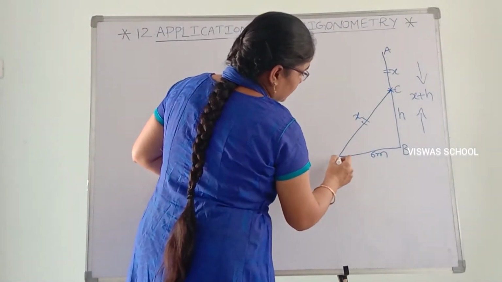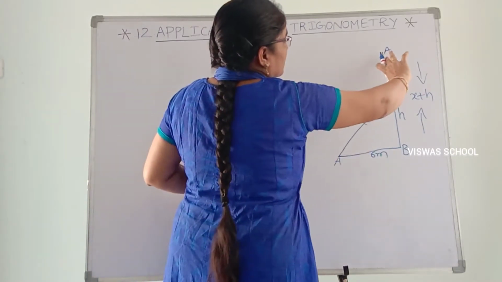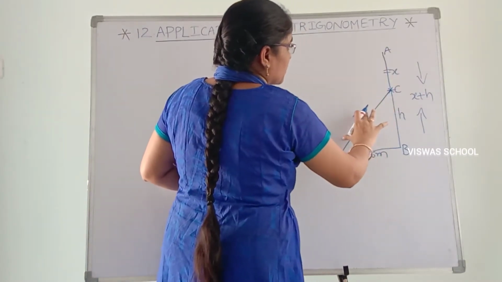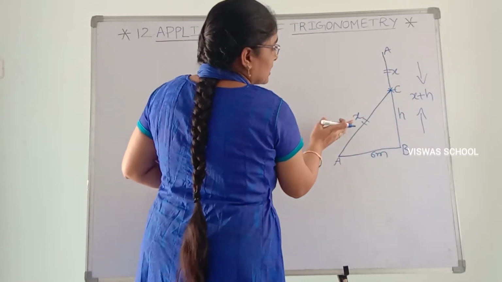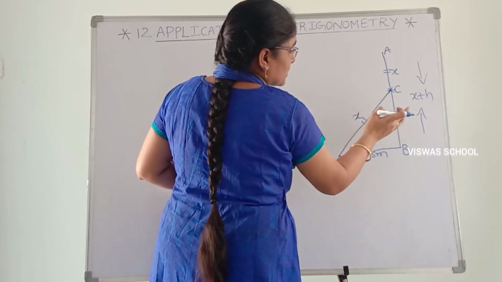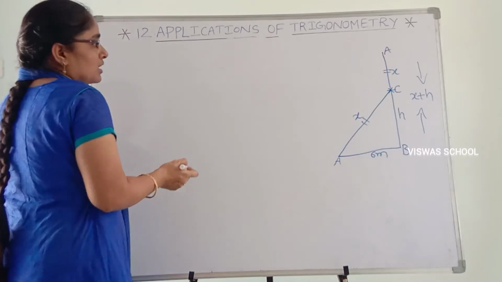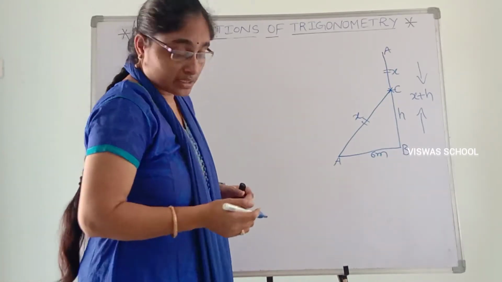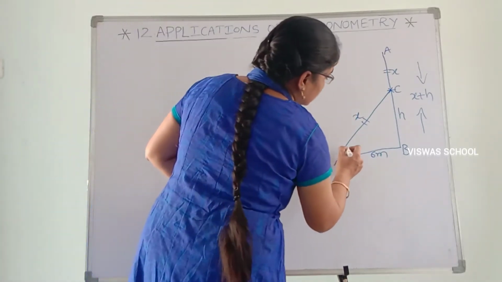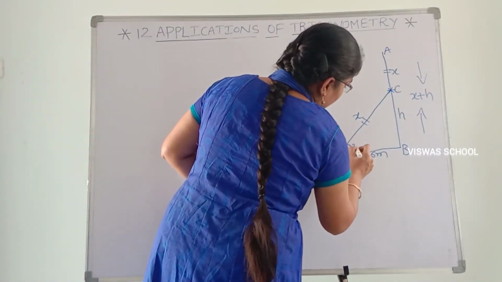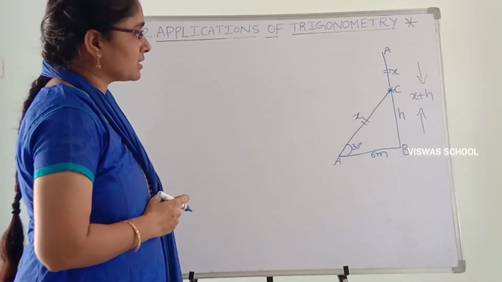And here I am taking this also as A. Why am I taking this as A here? This is the broken part and this is the broken part. These two are equal. That's why I am taking this as AC. AC equals X and BC equals H and AB equals 6 meters. Now from the diagram, one more thing here: the angle is 30 degrees. This is the angle and this is 30 degrees. Angle of elevation is 30 degrees.